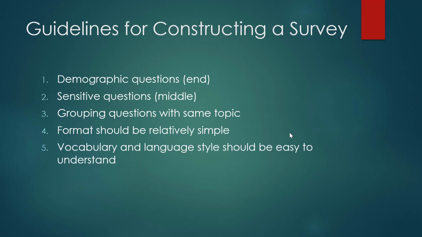Vocabulary and language style should be easy to understand. So if your population of interest, who's going to be taking the survey, is college level students, you can write at a college level. However, if who's going to be taking your survey are elementary school children, you would probably have to write at a slightly different level.